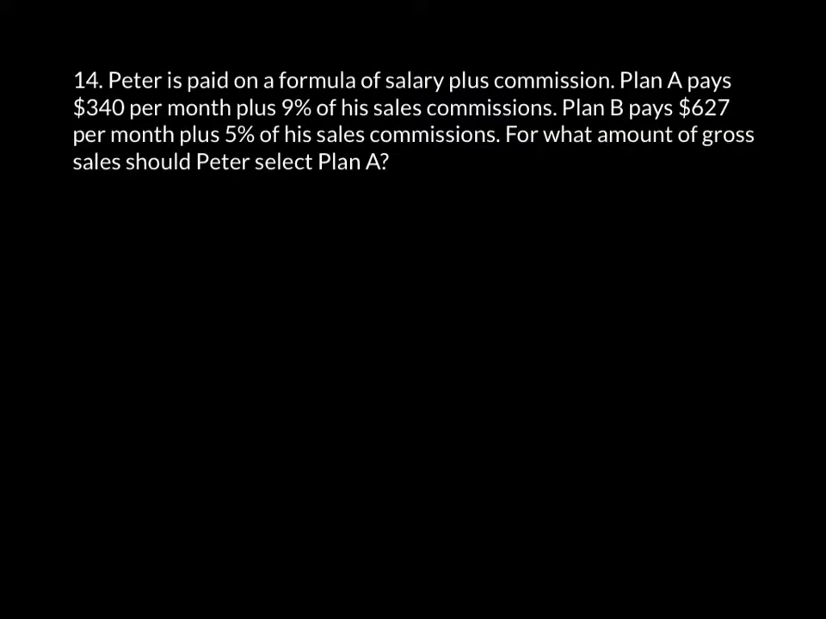In this problem, Peter is paid salary plus commission. He can choose between two plans. Plan A pays $340 per month no matter what he sells, plus 9% of his sales commissions. Plan B pays $627 per month plus 5% of his sales commissions. So when is Plan A better than Plan B?